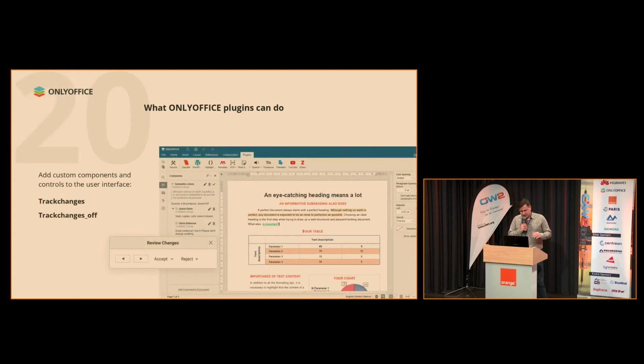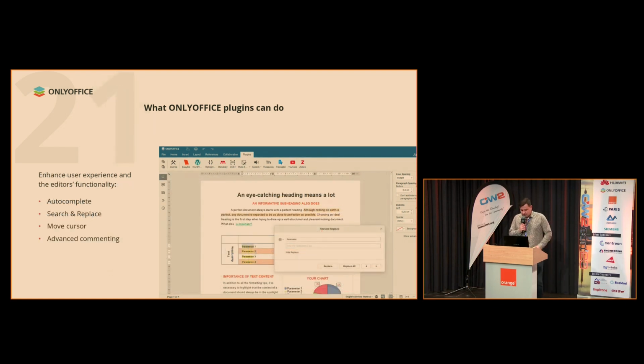Plugins can also add custom components and controls to the user interface of the OnlyOffice editors. A good example is the UI plugin that extends the track changes functionality. This way, it becomes easier for users to see what edits have been made by your colleagues in real time. Now, OnlyOffice plugins can enhance the user experience and the editor's functionality in numerous ways. Well, perhaps one such example is the autocomplete plugin, which is essentially an input assistant for the OnlyOffice editors that helps the user to input text quickly.